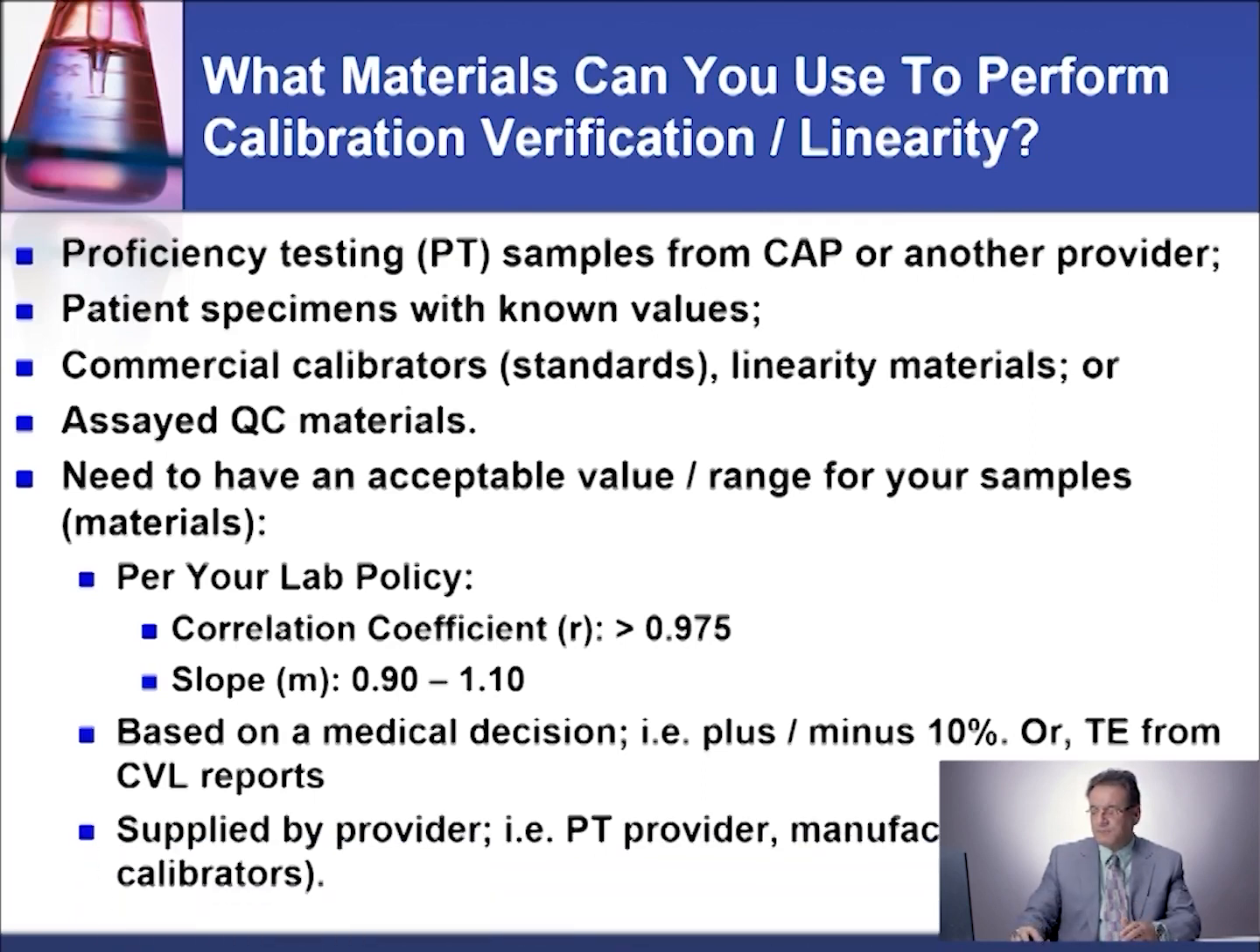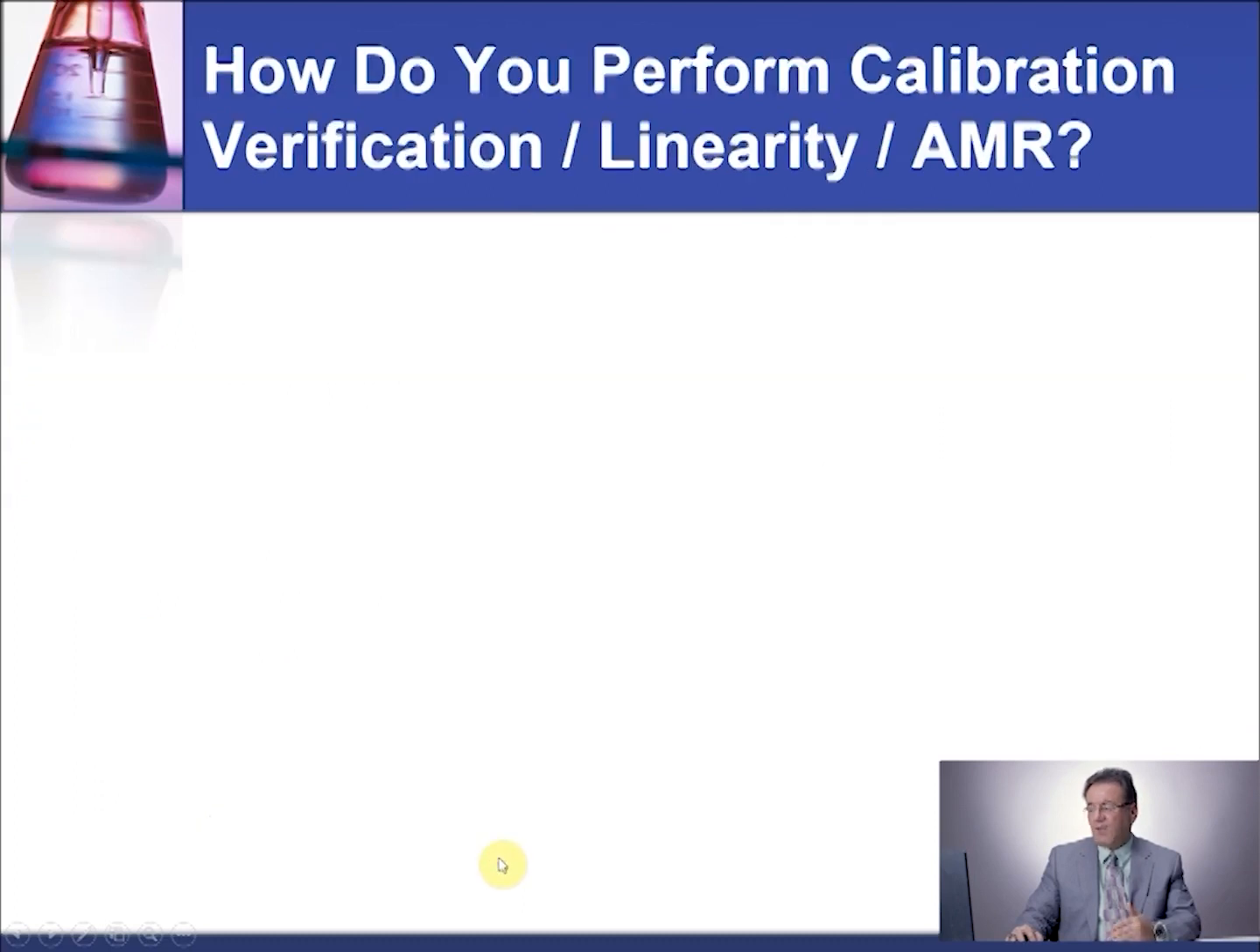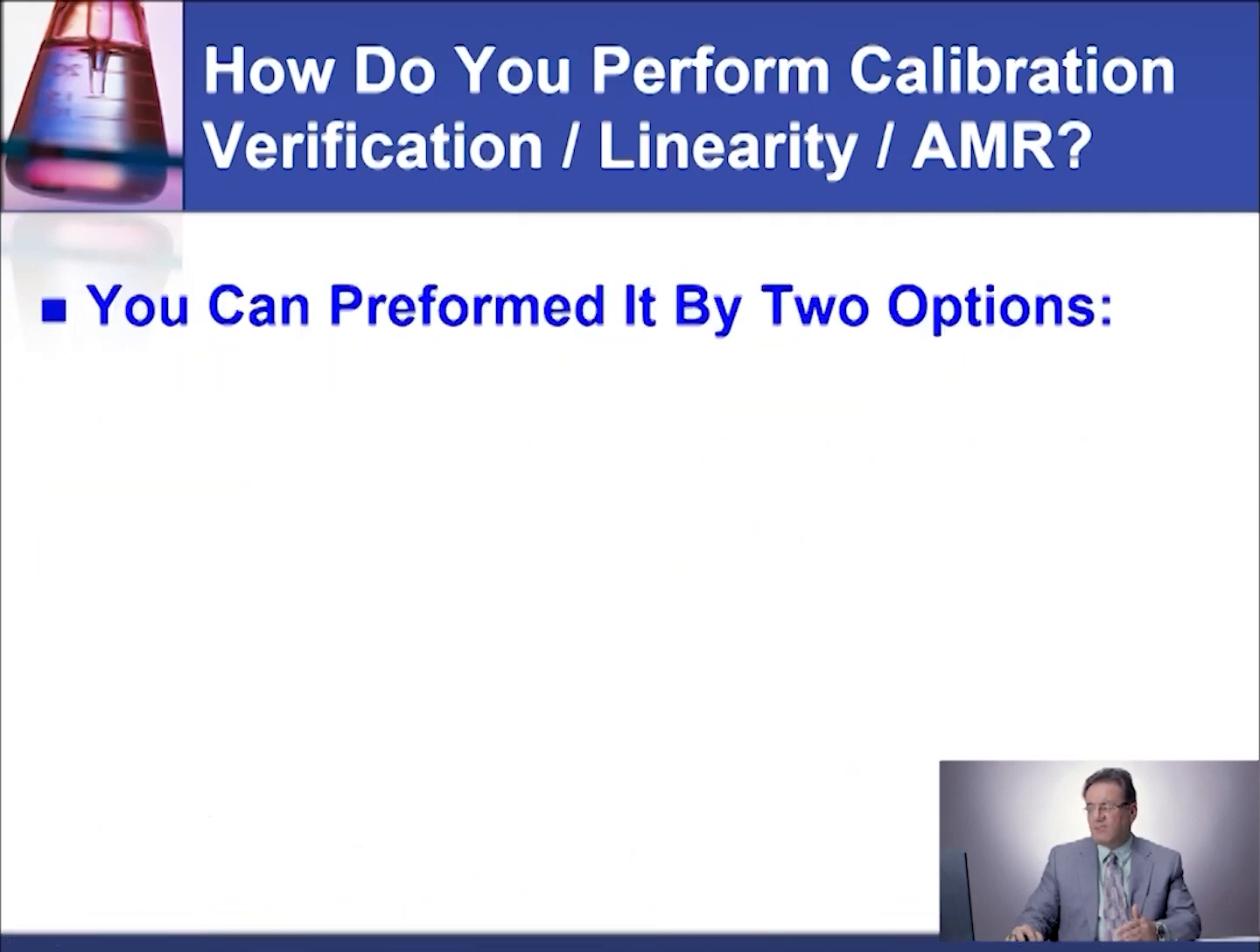Okay. So your acceptable criteria, again, you could use these: greater than 0.975, the slope between 0.9 to 1.1, based on a medical decision, plus minus 10%, or total allowable error from the CBL report, or supplied by the provider. If you buy a commercial product, they might give you an acceptable criteria. Okay. Now how do you perform calibration verification linearity in the AMR?